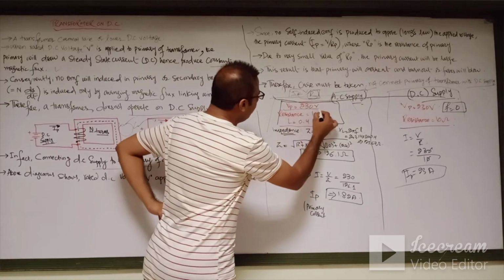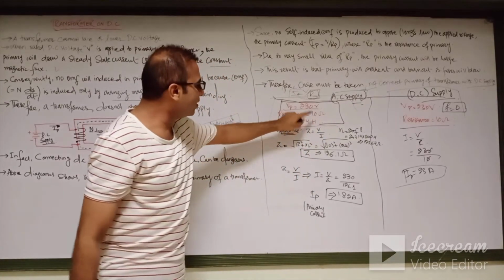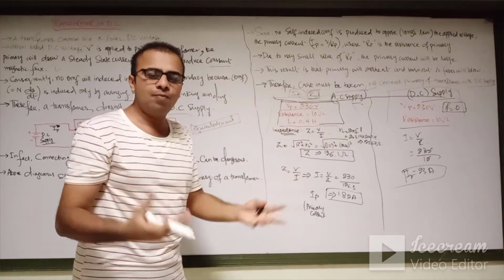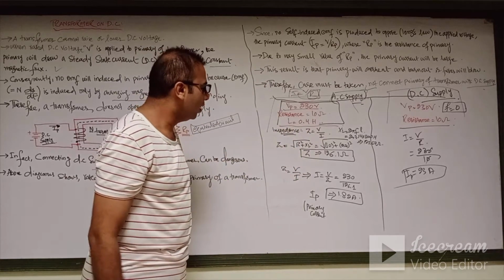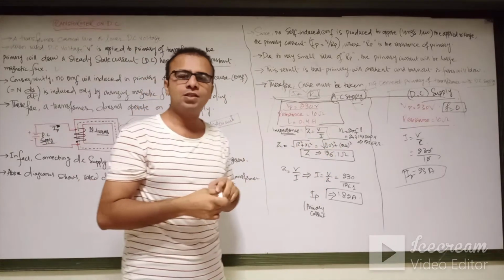So if we have a primary voltage on the primary side of 230 volts, a resistance of 10 ohms, and an inductance, suppose we are taking 0.4 Henry. Now we have to calculate the impedance in the circuit.